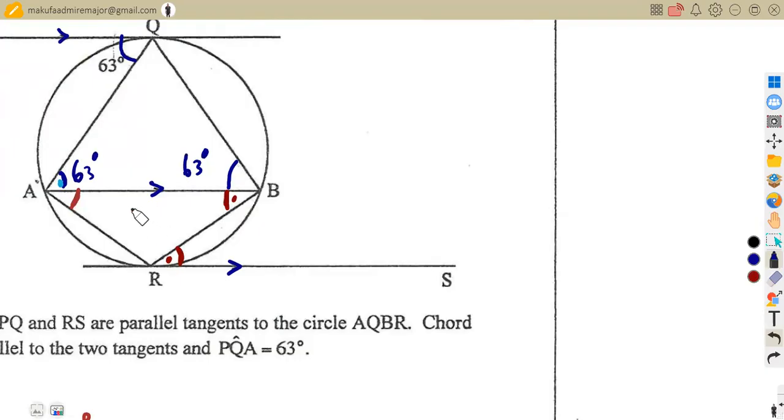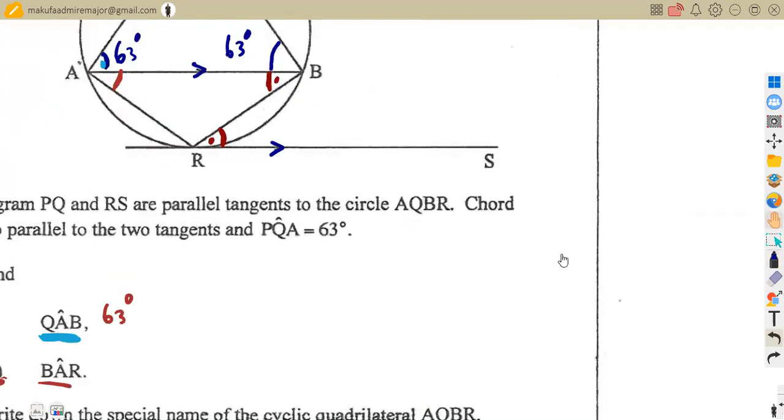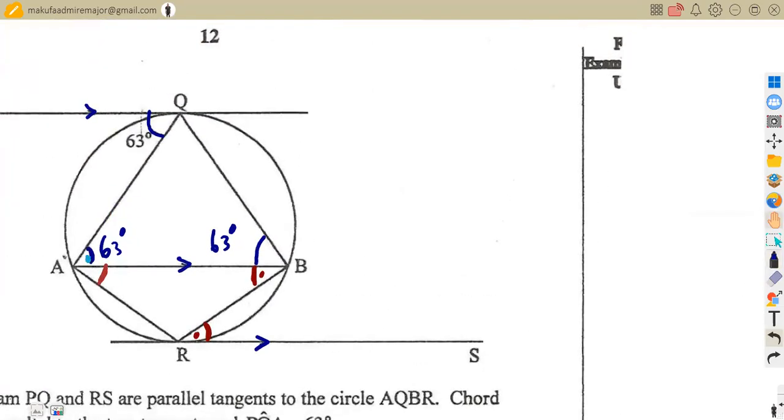So in this case, I wanted us to check something. We are asked to calculate this angle BAR. That's BAR. Let me check again. That's BAR. All right, BAR. That is the angle, this one. This is the one that you're supposed to calculate.